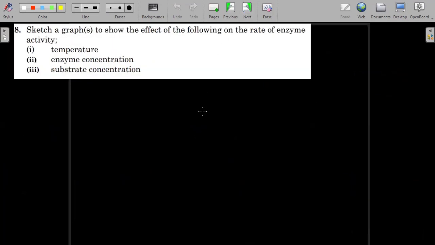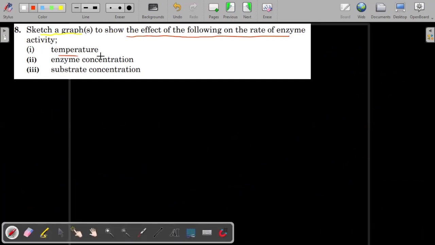Right, so we go to question 8, which is the last one. Yeah, so that's the last one. So here they're saying sketch the graphs to show the effect of the following on the rate of an enzyme. So we start with the temperature there.